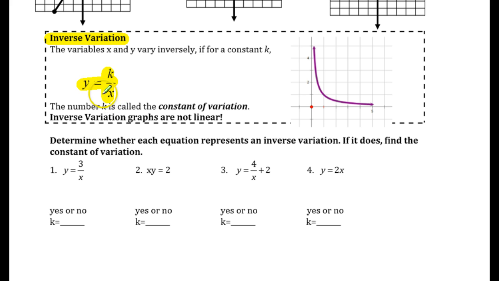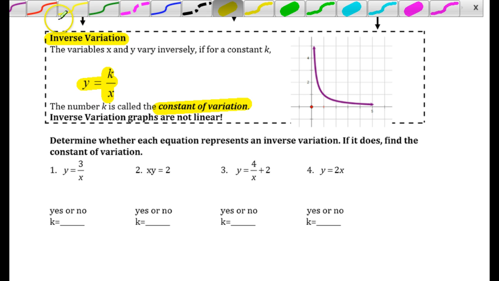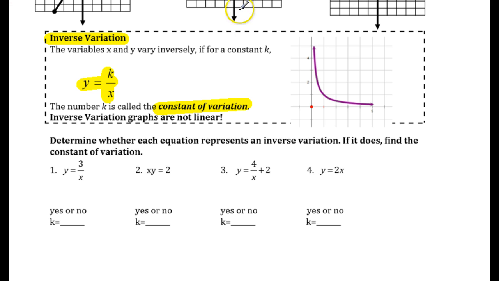Okay? Once again, our k is still the constant. It's how it's changing. Okay? So it's the exact opposite of direct. Remember last time we talked about direct variation changes the same way. But inverse, so for example, if my y variable goes up, inverse means that'll make the x go down. Or if the y goes down, it'll make the x go up. It's changing the opposite way.